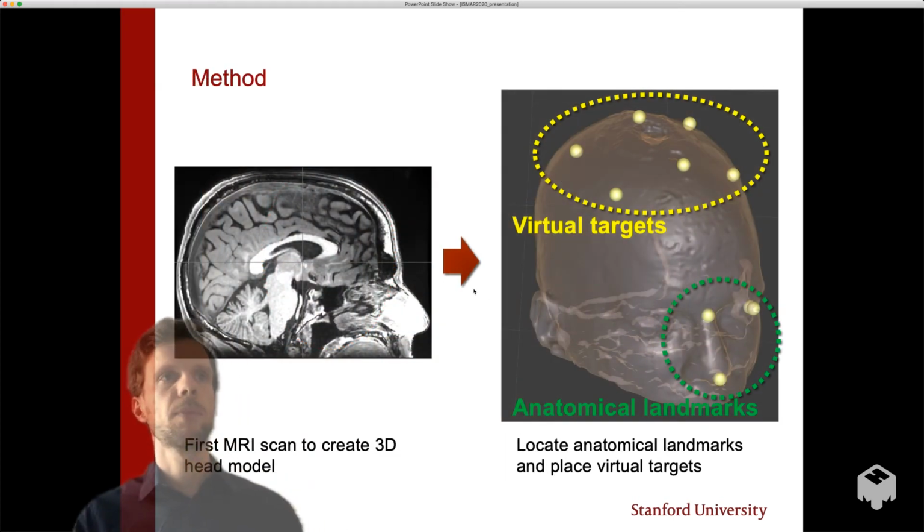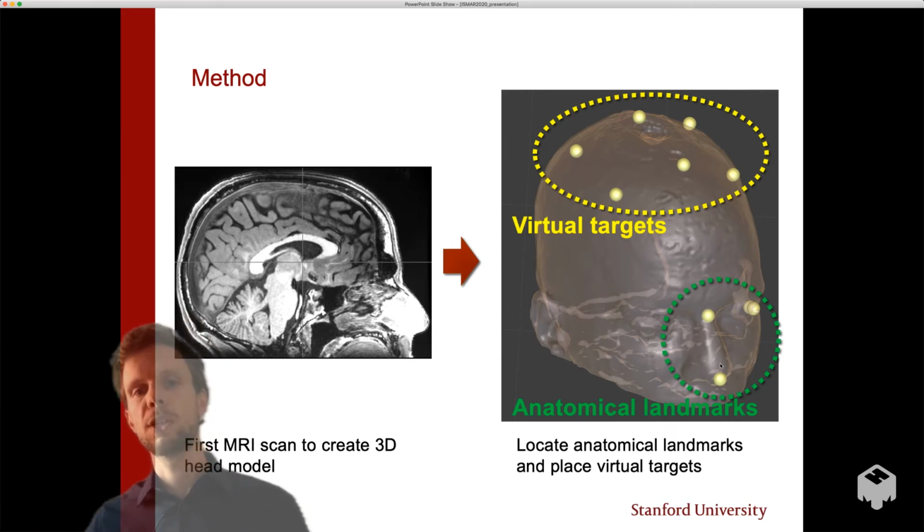As a first step, we take a 3D MRI measurement of the subject's head, including externally visible anatomical landmarks such as the nose and the ears. We then mark the position of these anatomical landmarks, which are used later to register the 3D rendering of the MRI scan to the real head.